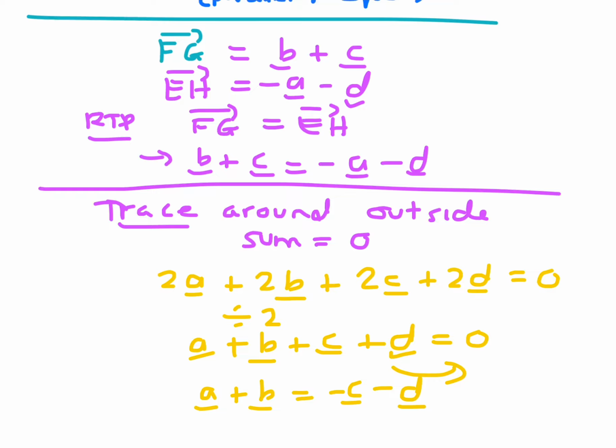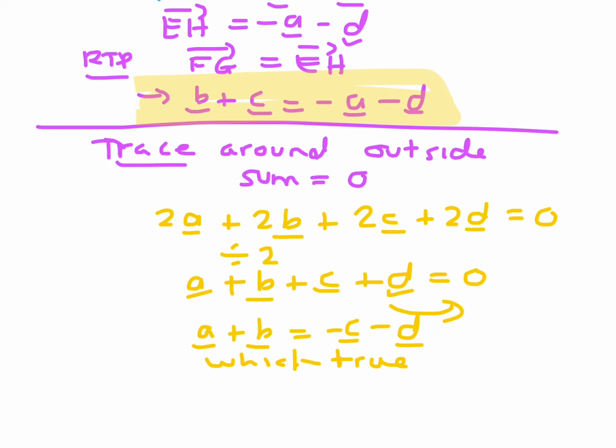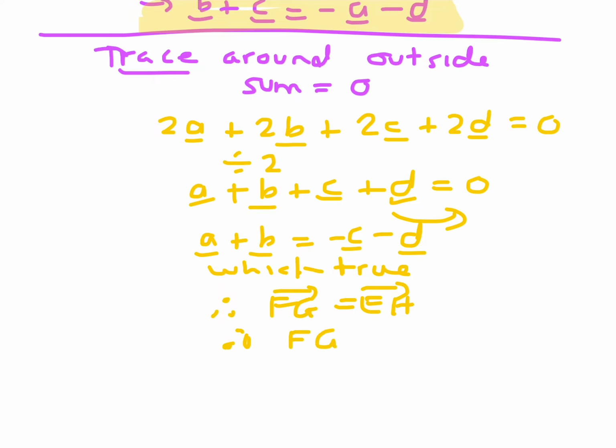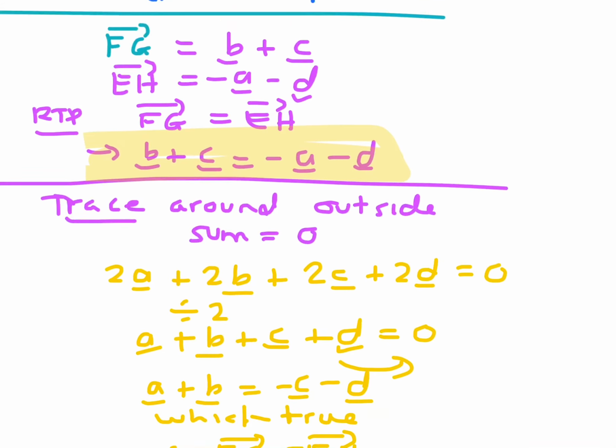And that's the proof that we actually wanted to do up here. So which is true? It's true because of the polygon rule. So therefore, FG equals EH. So therefore, it's a parallelogram. FGEH is a parallelogram if E, G, E and H all go through a midpoint.